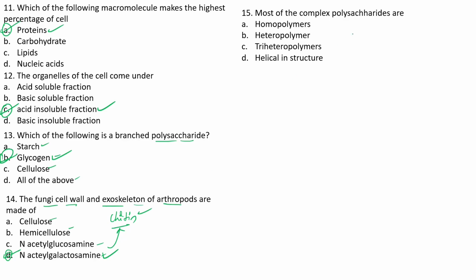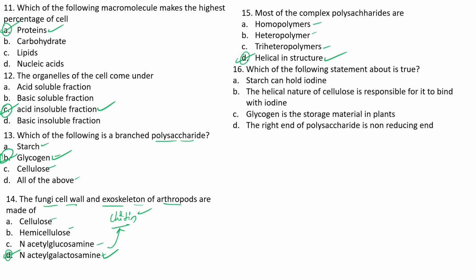Next, the most complex polysaccharides are the homopolymers, heteropolymers, or triheteropolymers, helical in structure. We can say that the helical structure is making the polysaccharide quite complex in nature.